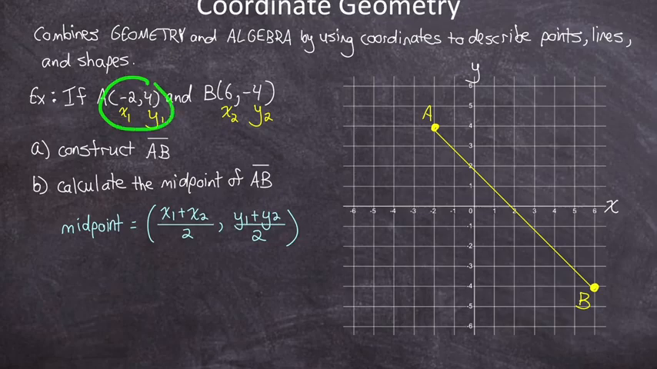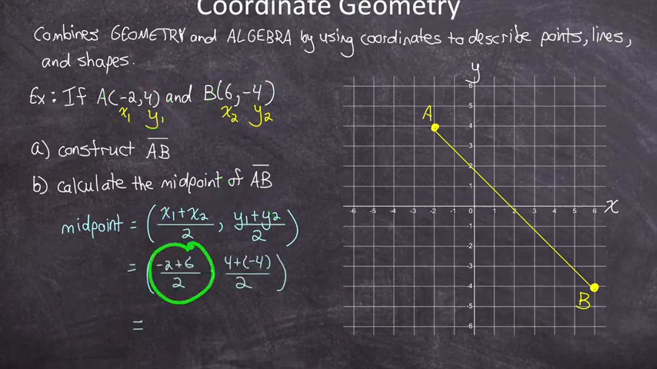So if I sub all of these values into this formula, the x coordinate is -2 plus 6, which is 4, divided by 2 is 2. And then the y coordinate, 4 plus -4 is 0, divided by 2 is 0. So the midpoint is at the point 2, 0.